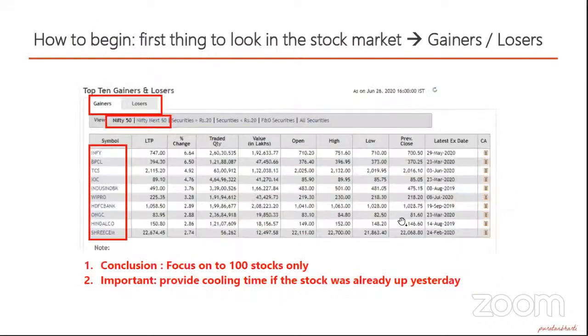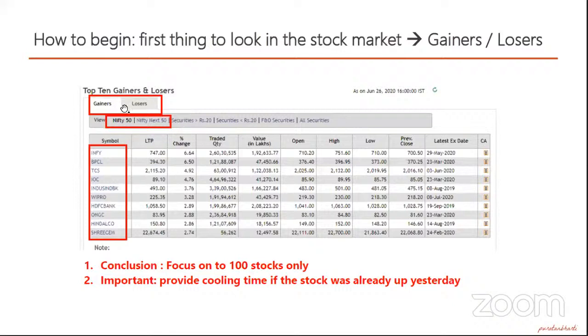All right. Okay, so I've looked at the volatility. I've seen that maybe the US market closed on a positive note. Then what should I do? Go to the National Stock Exchange website and figure out the top 10 gainers and losers, because as I said, you would want to bet on a winning horse.